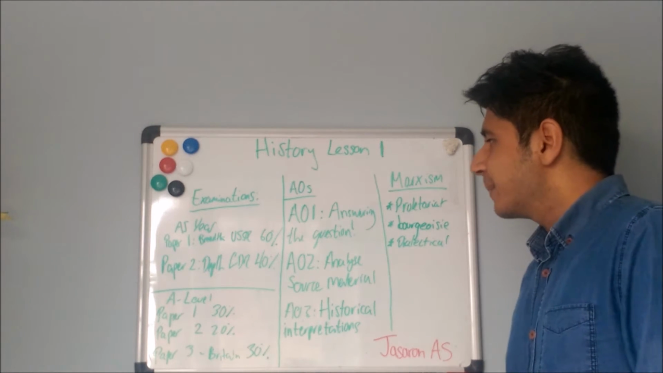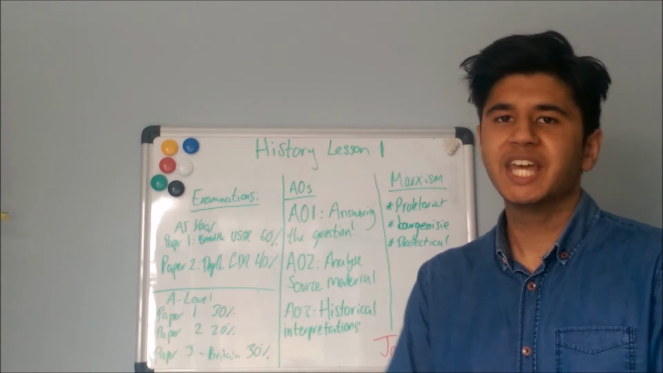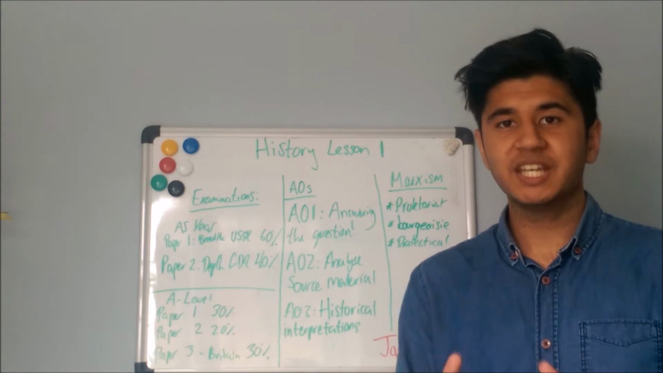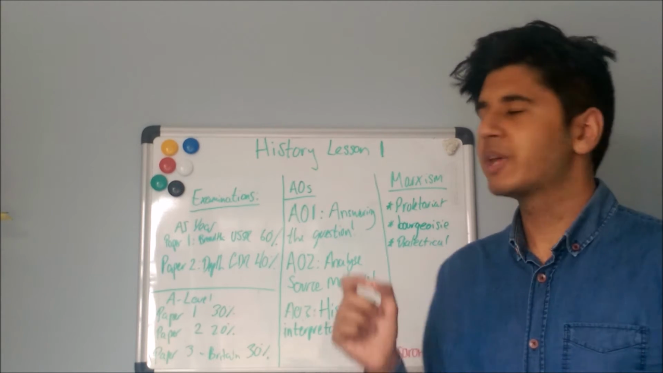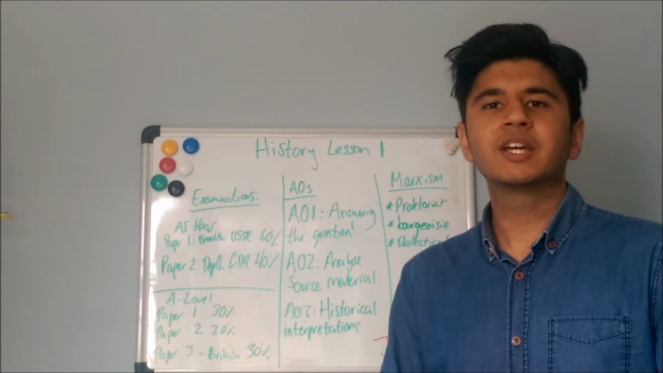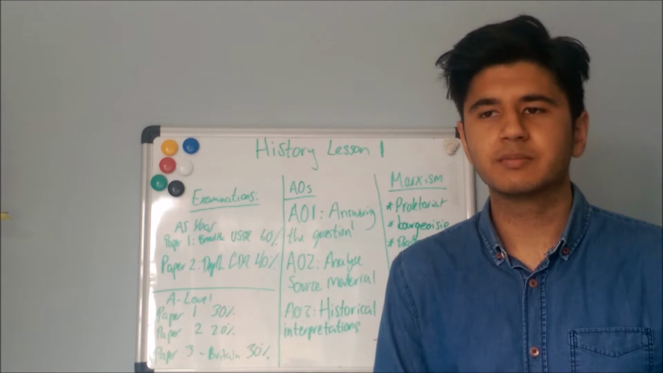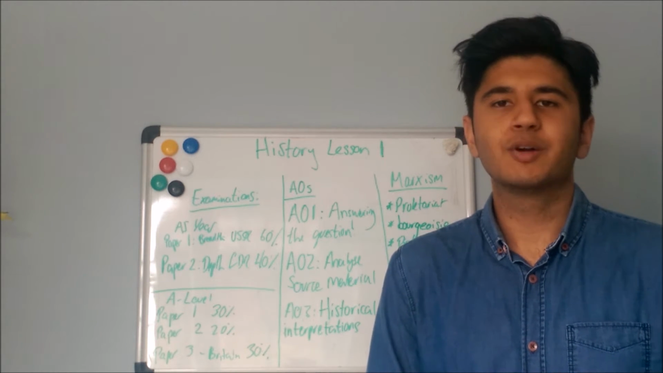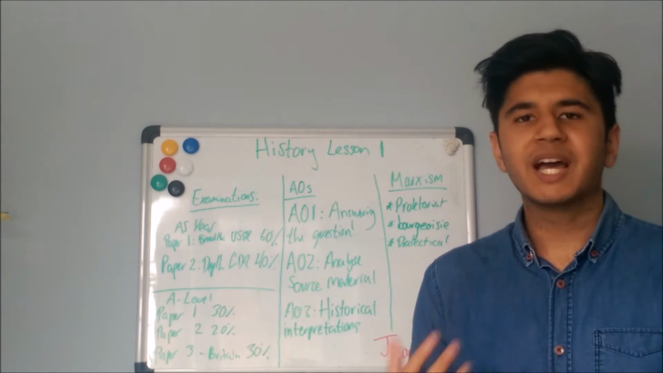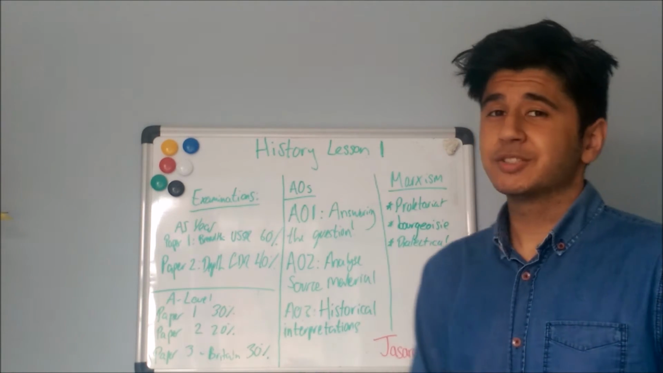AO1 I've explained quite simply as answering the question. So if it's a continuity question, you explain the continuity. If it's a success or failure question, you explain whether or not it was a success or failure. In particular with the success or failure questions, you get AO1 marks for creating a set of criteria. So, was an economic policy successful because it improved living standards? Was it successful because it increased steel production? Those are the kind of things you need to think about, and that's what gets you the AO1 marks. It's also for analysis, evaluation of success or failure, essentially just answering the question.